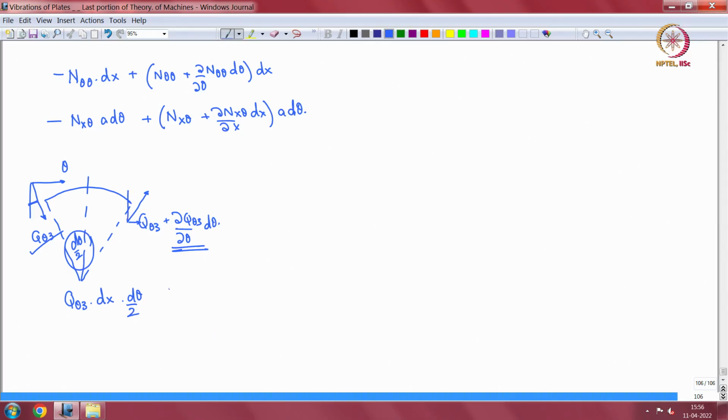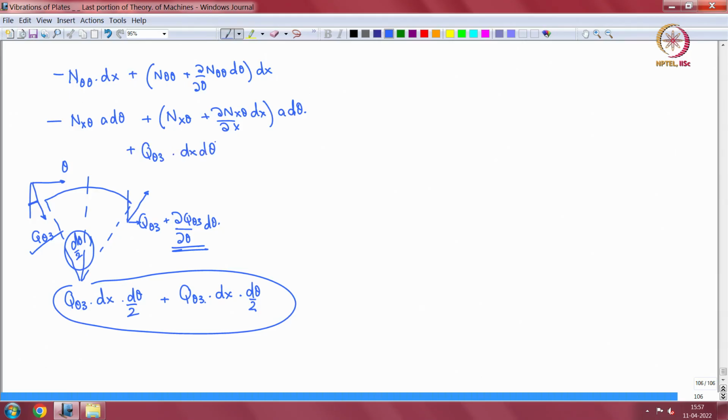Similarly, plus q_theta3 times dx into d theta by 2. So this will get added. So we get plus q_theta3 into dx d theta. Okay, so that is equal to density A dx d theta into h into del squared u_theta by del t squared.